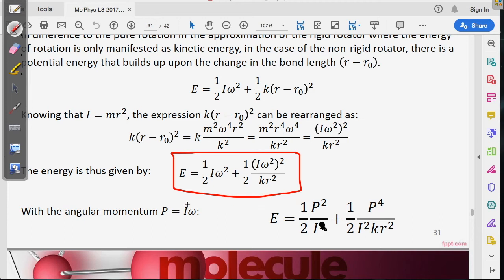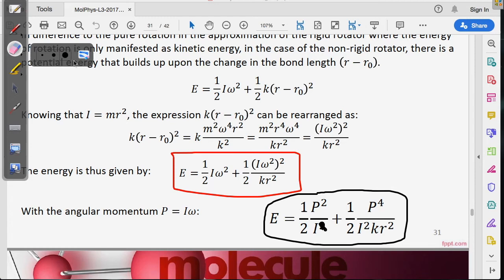You raise this one to 4, this gives you I⁴ω⁴. So you have to divide by I² to get it as it is now. And this is the expression of the total energy, and you can verify it yourself on a piece of paper, but in terms of P, the angular momentum.